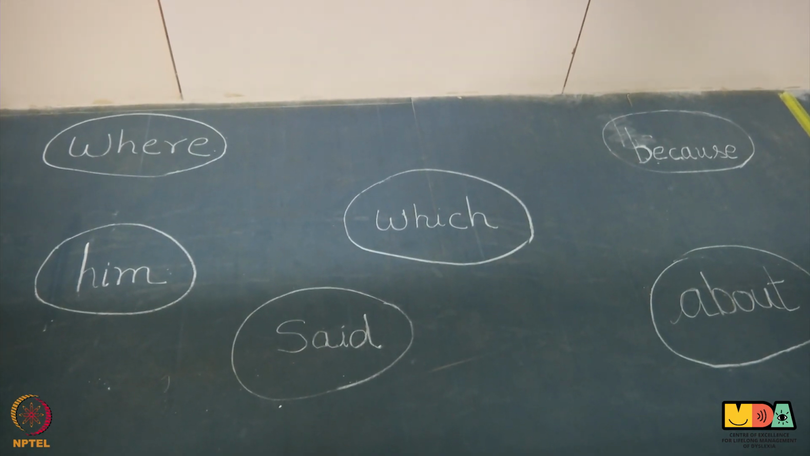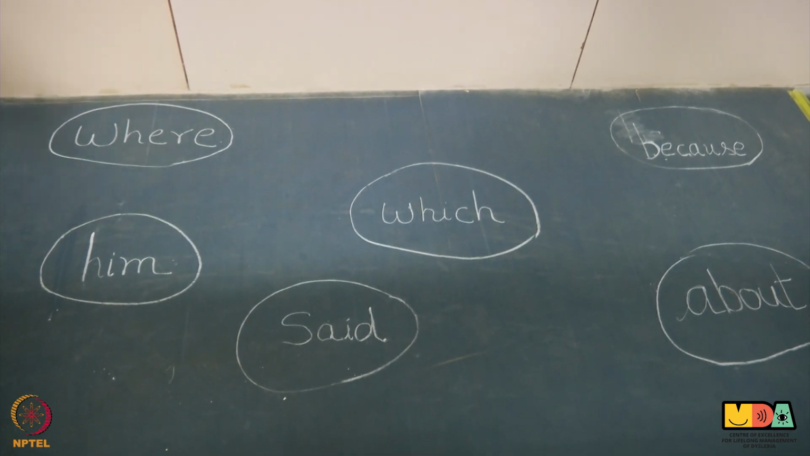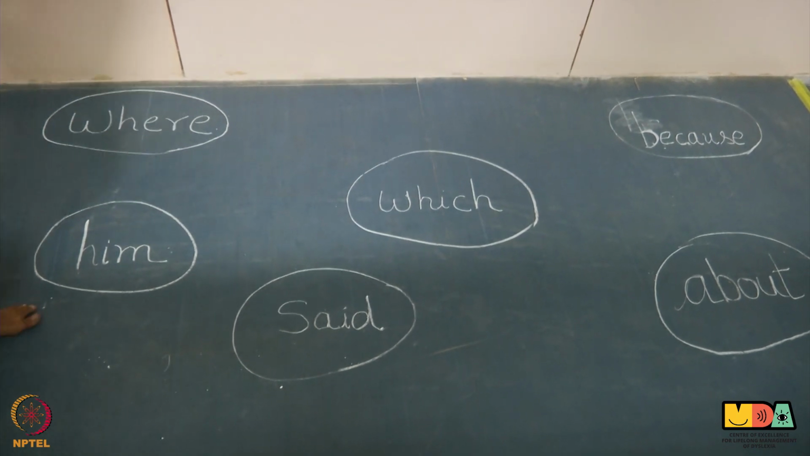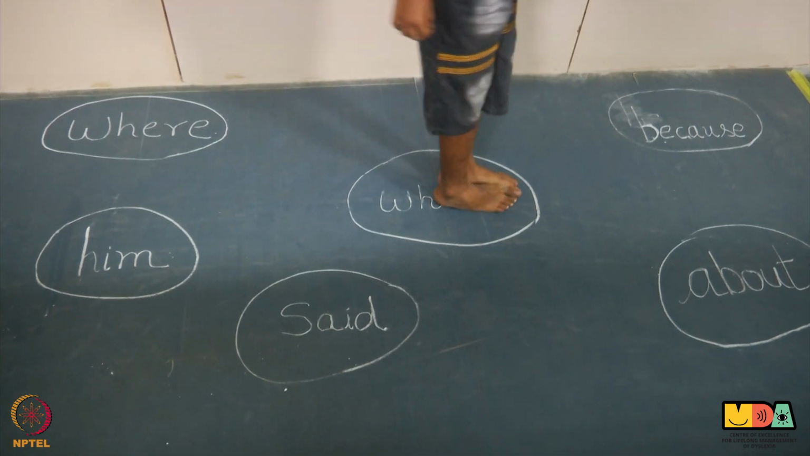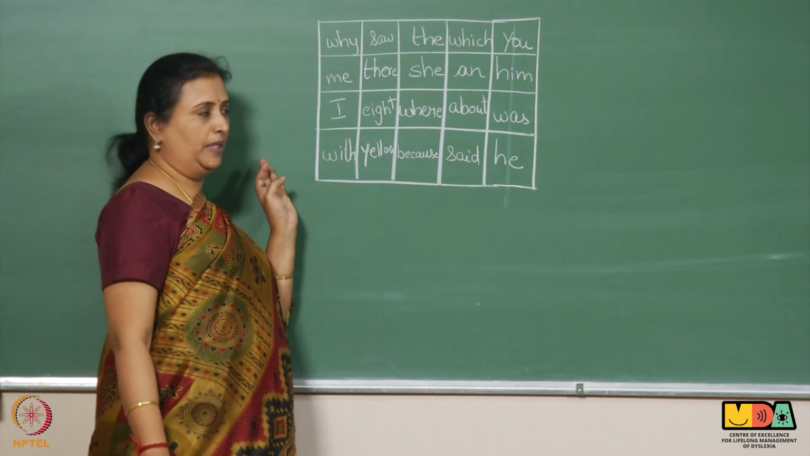Okay. Now, look, where is that word which? Which. Can you go near it and stand on it, please? Great job. Excellent. Come now. Thank you. Let's look at another way of reinforcement.